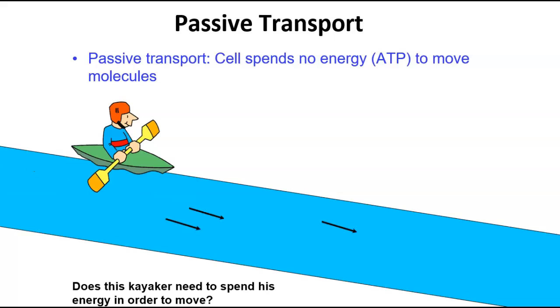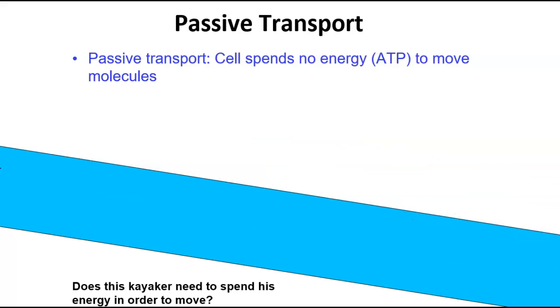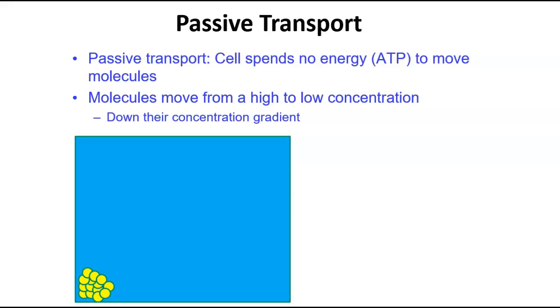Now, take a look at our kayaker here. Take a look at the river or stream that this kayaker is on. Is this kayaker going to need to spend his own energy paddling in order to move? No, he's not, because he's moving with the flow of the river. And so with passive transport, there's a natural flow to how things move. And that natural flow is that molecules or particles move from areas of high concentration to low concentration. We say that they move down their concentration gradient.